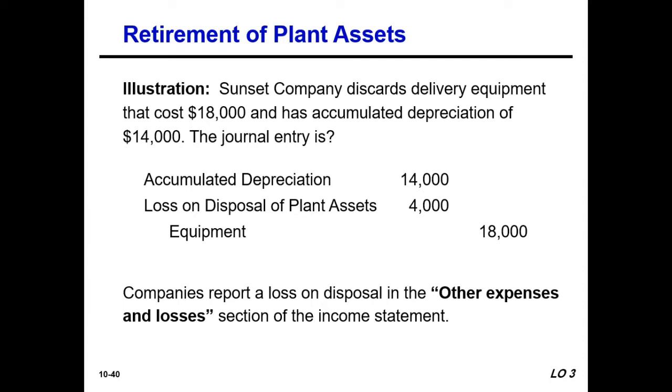Now this loss on disposal will be reported in our income statement as other expenses and losses. So loss of 4,000 will be shown as other expenses and losses in the income statement. Okay, is it clear now? Yes, it's clear.